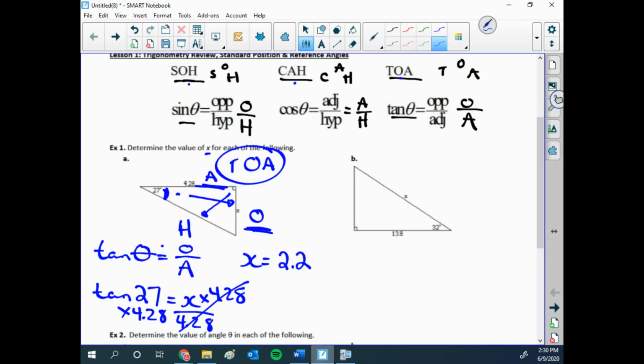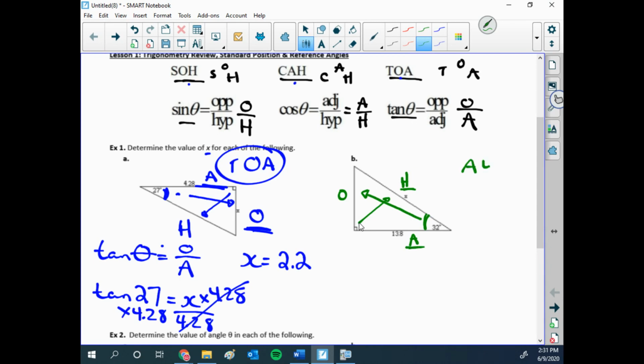Okay, next question, example B. Here I label this as the hypotenuse. This is the given angle, so across from it is the opposite, and the bottom side we label the adjacent. If I have to solve for H, well, I'm looking for H, and I have A.